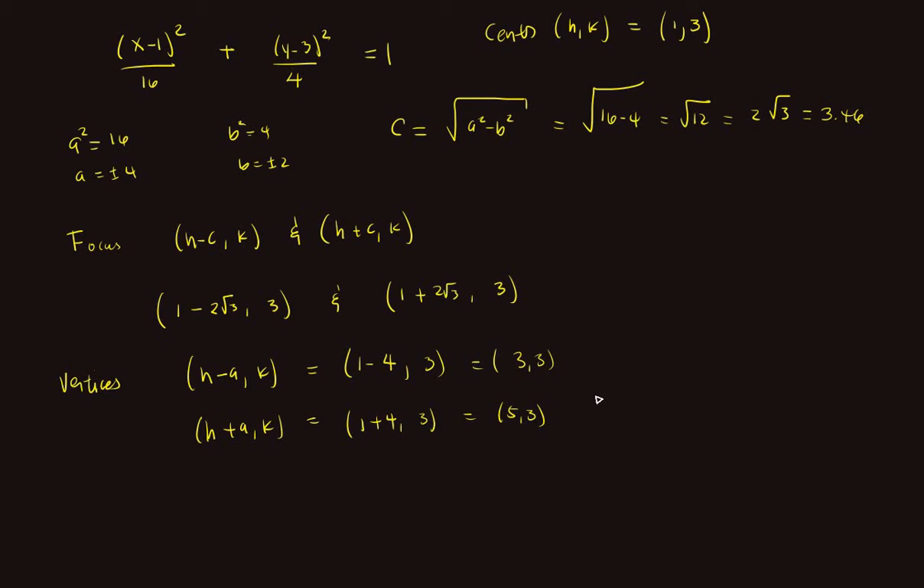And the eccentricity, let's put it here. E is equal to C divided by A. We already calculated C as 3.46, divided by 4. If you do that, we get the eccentricity as 0.865.